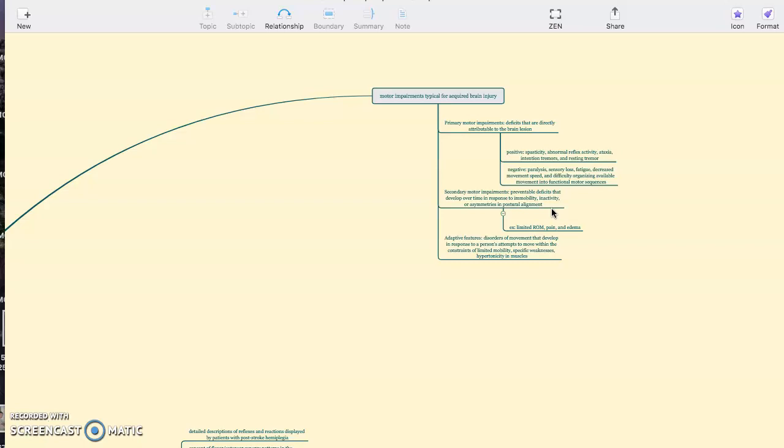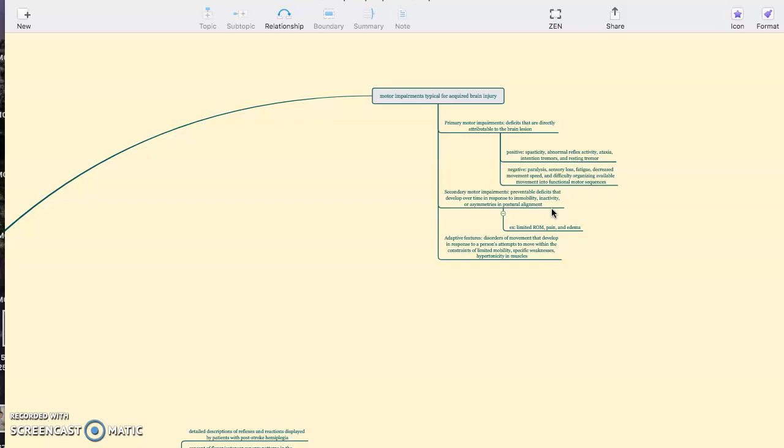Our primary motor impairments are deficits that are directly attributable to the brain lesion. They come in positive and negative forms, positive including spasticity, abnormal reflex activity, ataxia, intention tremors, and resting tremor. Negative including paralysis, sensory loss, fatigue, etc.